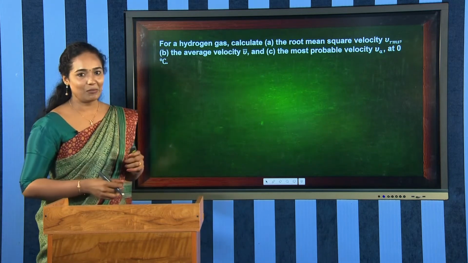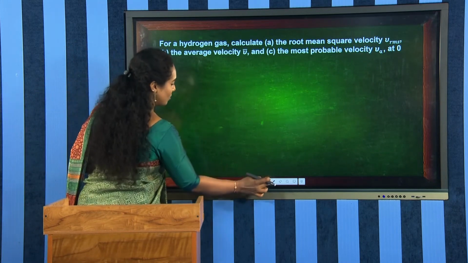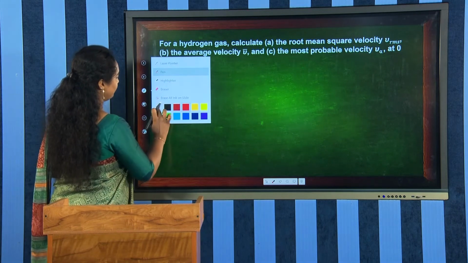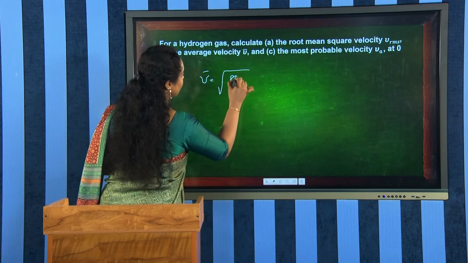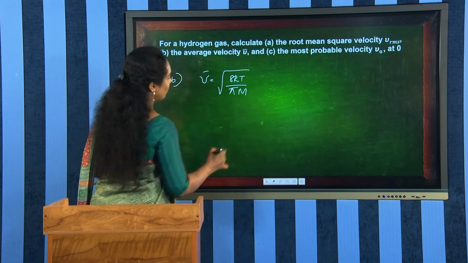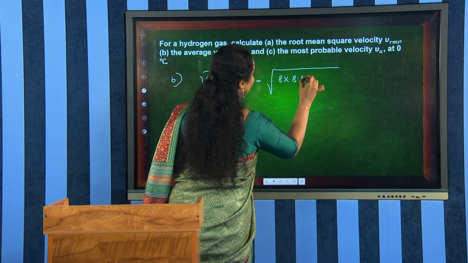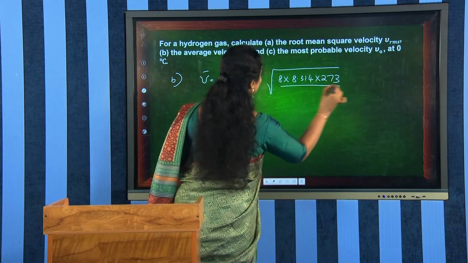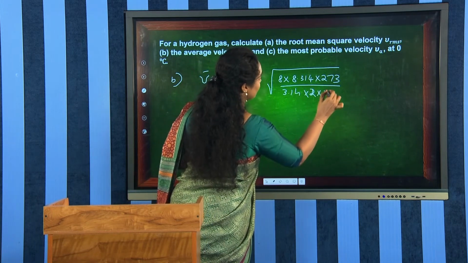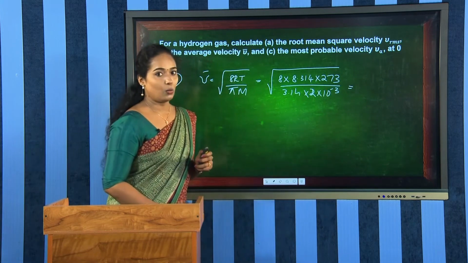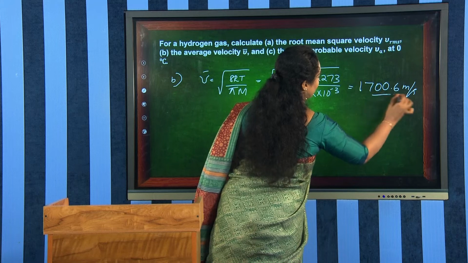Now, we will go to the second part of our problem, that is to find the average velocity. We know that average velocity, mu bar, is equal to root of 8RT by pi m. Substituting the values, 8 into 8.314 into 273, the whole divided by pi, which is 3.14, into m, which is 2 into 10 raised to minus 3, we get the value as 1700.6 meter per second.